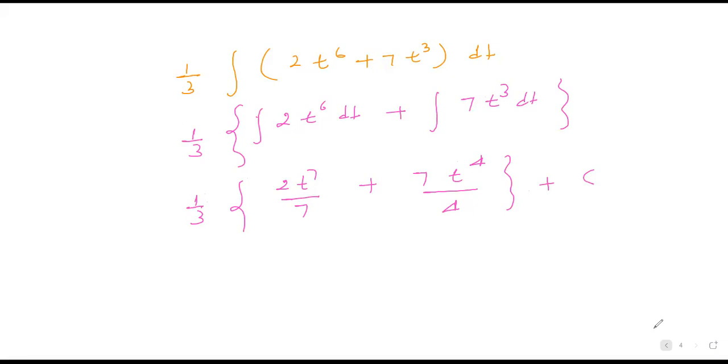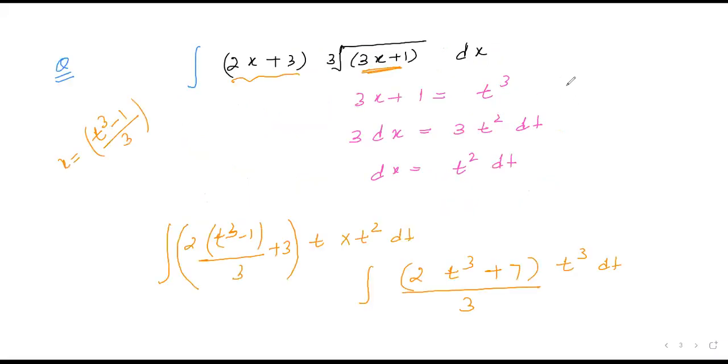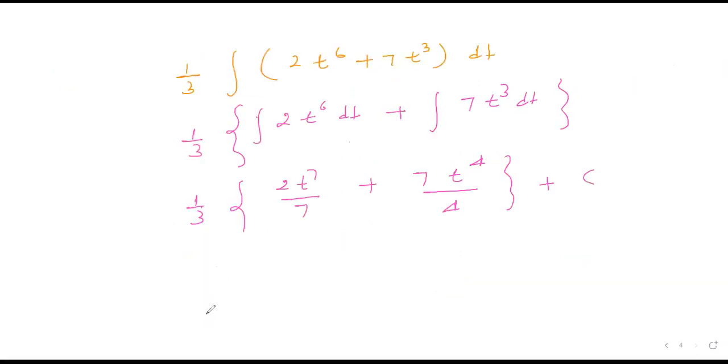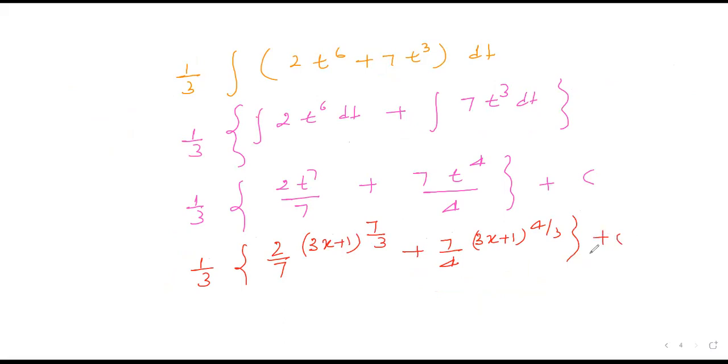Now basically finally you have to put t in terms of x. So basically t is (3x plus 1) raised to the power 1 divided by 3. So after putting t in terms of x, we will get 1 divided by 3, 2 upon 7, (3x plus 1) raised to the power 7 divided by 3 plus 7 divided by 4, (3x plus 1) raised to the power 4 divided by 3 plus constant of integration.